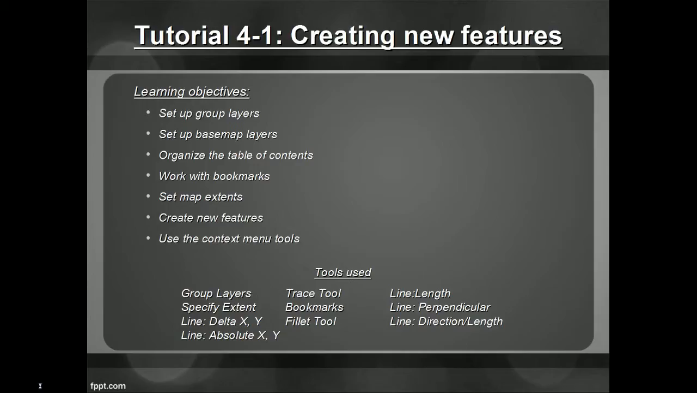Becoming adept with these tools can really let you harness creating new features. Tutorial 4.1 is a pretty basic tutorial, and we're not going to go too in depth in it, but really it's the things that I'm assuming everybody serious about GIS already knows. It's really basic organization of the table of contents, how to group layers, how to rename layers, how to set bookmarks, set the map extents, and then it kind of dabbles in creating new features and using the context menu tools.